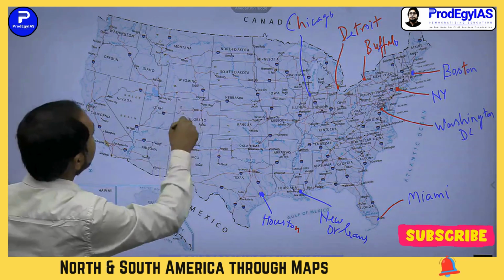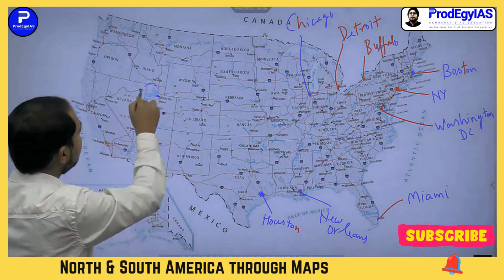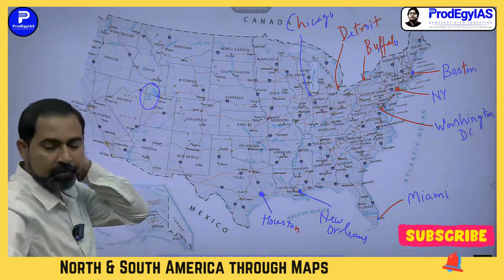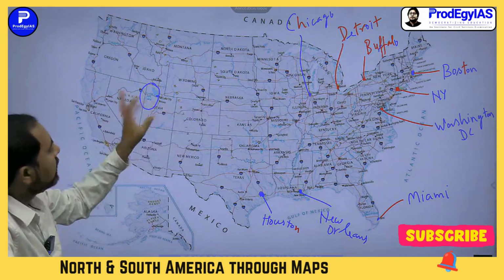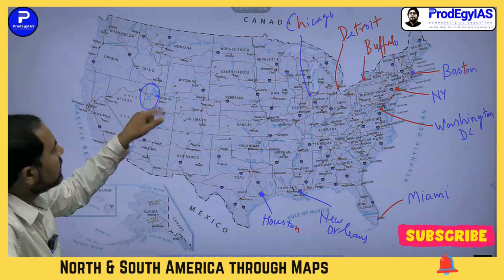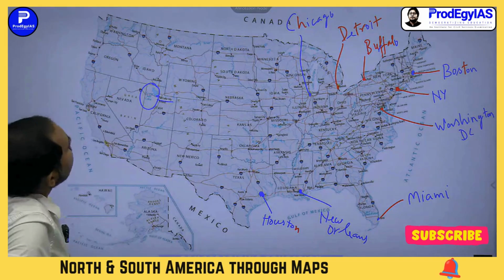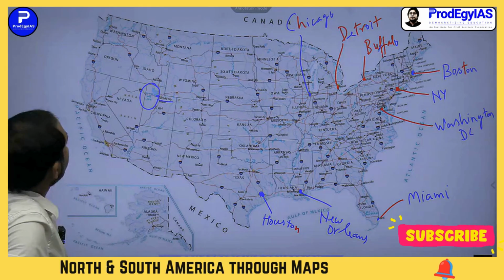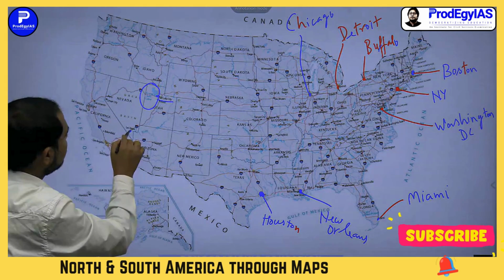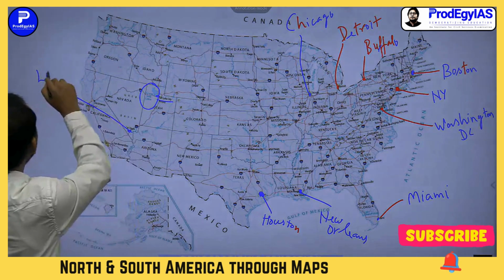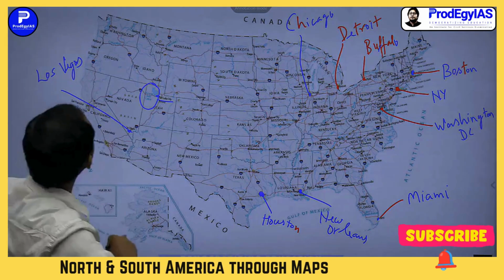Yeah, one more important city is Salt Lake City, along the bank of Great Salt Lake. This is Great Salt Lake. Like those important lakes in Canada, here are also some important lakes, like those 5 lakes and this Great Salt Lake. On the bank of Great Salt Lake is Salt Lake City, this city. Right? Then one more important city in Nevada state is Las Vegas. Las Vegas. Right?